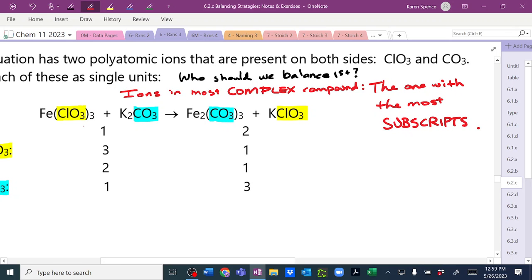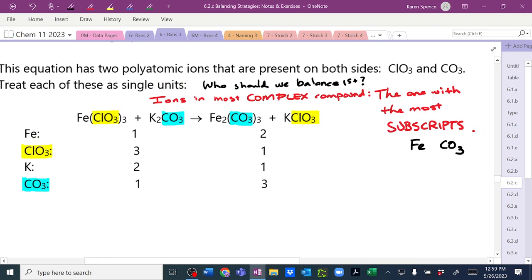Yeah, if we go along and we look at our subscripts, we got a subscript here and here, we got it here and here. But when we get over, we got 1, 2, 3 subscripts, which is more than any of the others. Yes? So let's balance the one with the most subscripts first. That would be our Fe and the CO3. So doesn't matter which one you do. Let's start with Fe. We have 2 on the right. So let's put a 2 in front here to give us 2 Fe's.